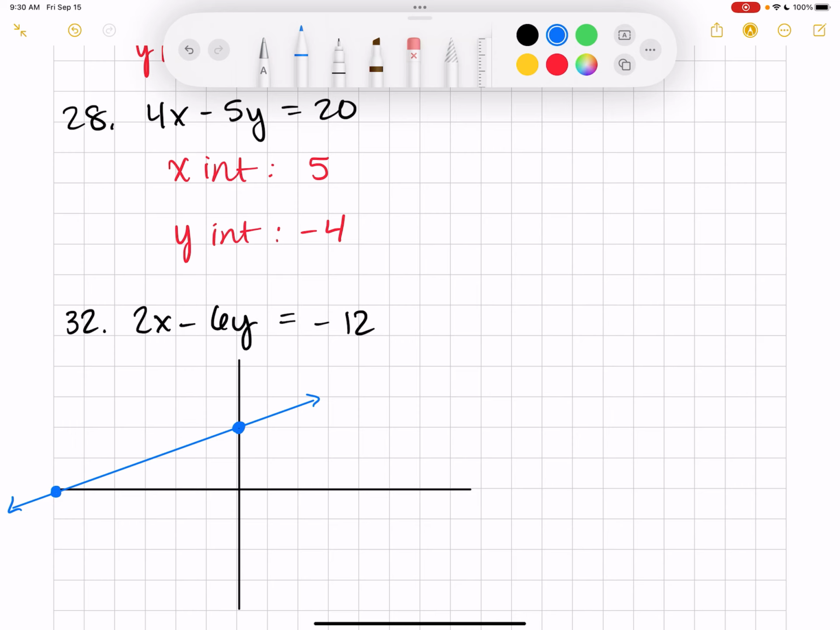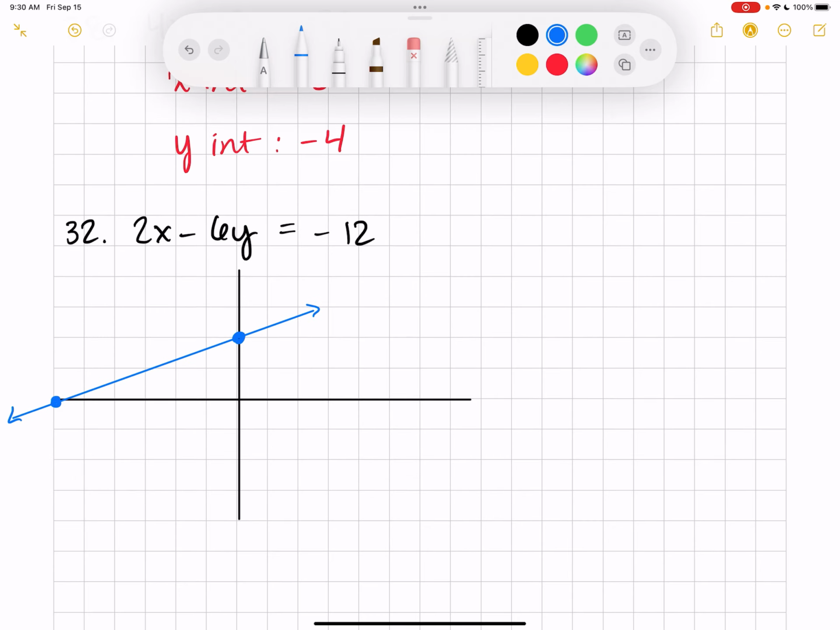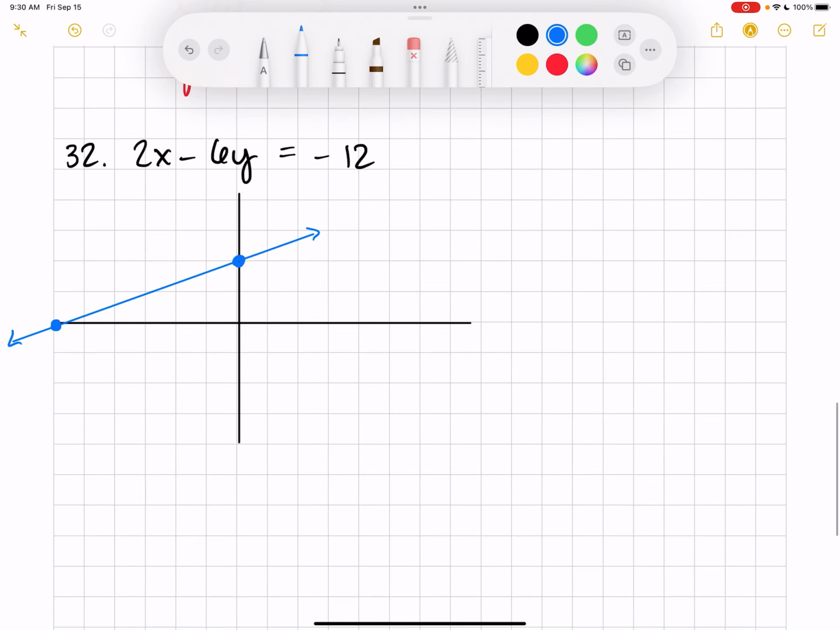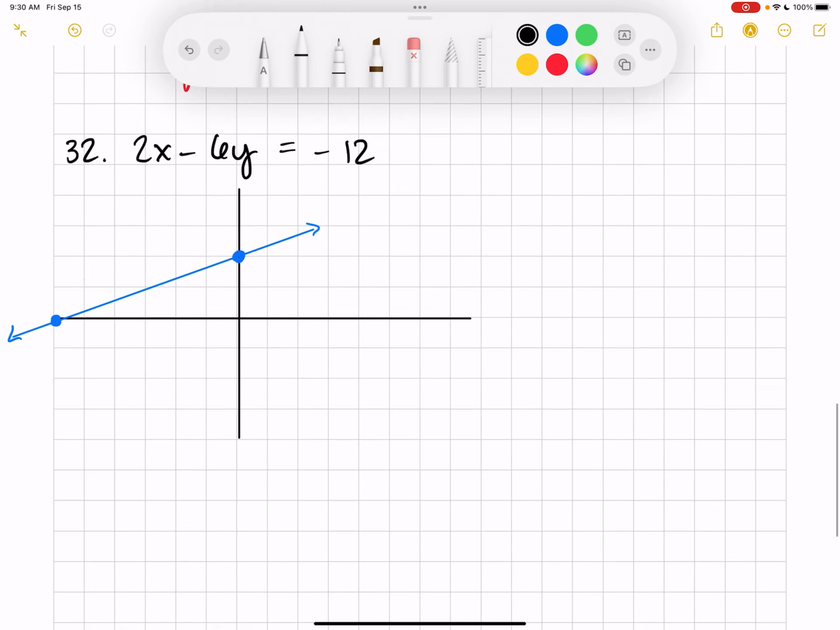Do y'all need to see more of those, or are we okay with those? Okay. And if for some reason you're struggling to graph them that way, it's probably the easiest way to graph, but if you like the other way better, you can always move stuff over and get it in y equals mx plus b if you really wanted to.